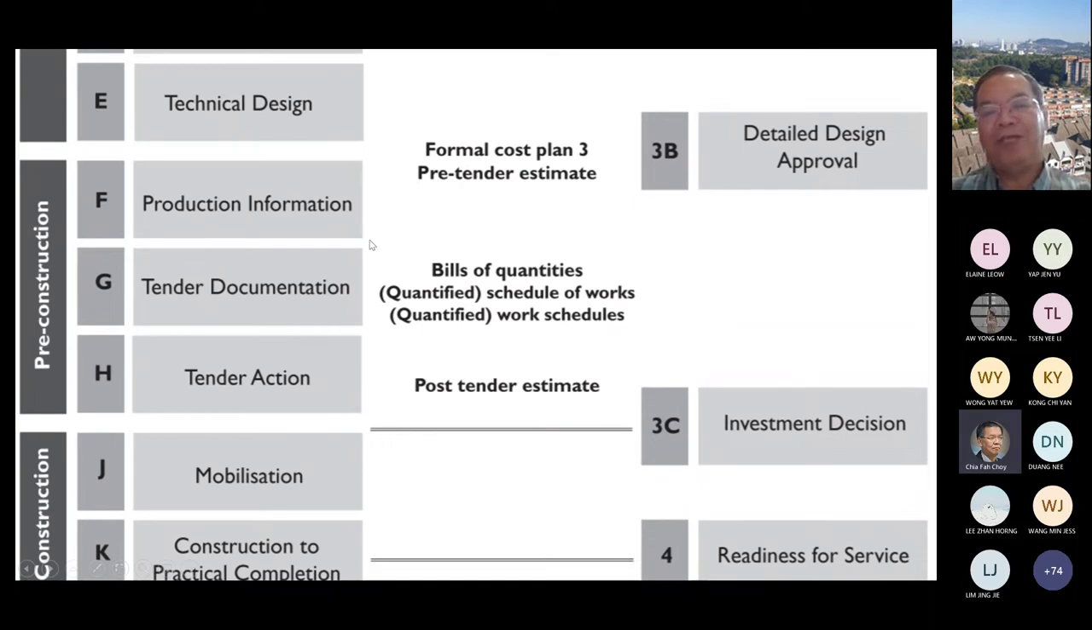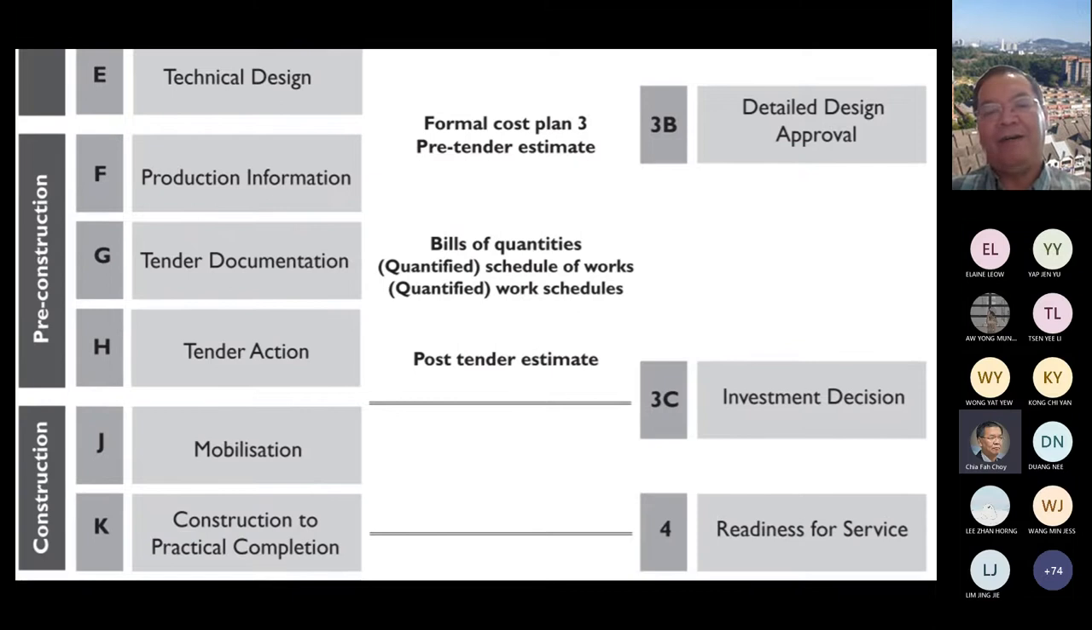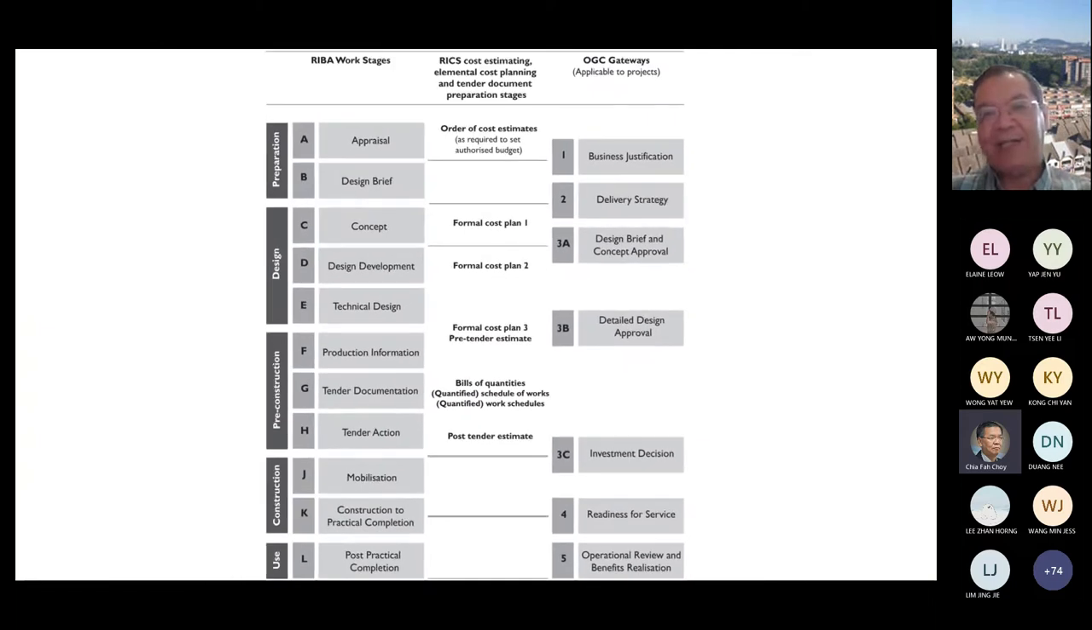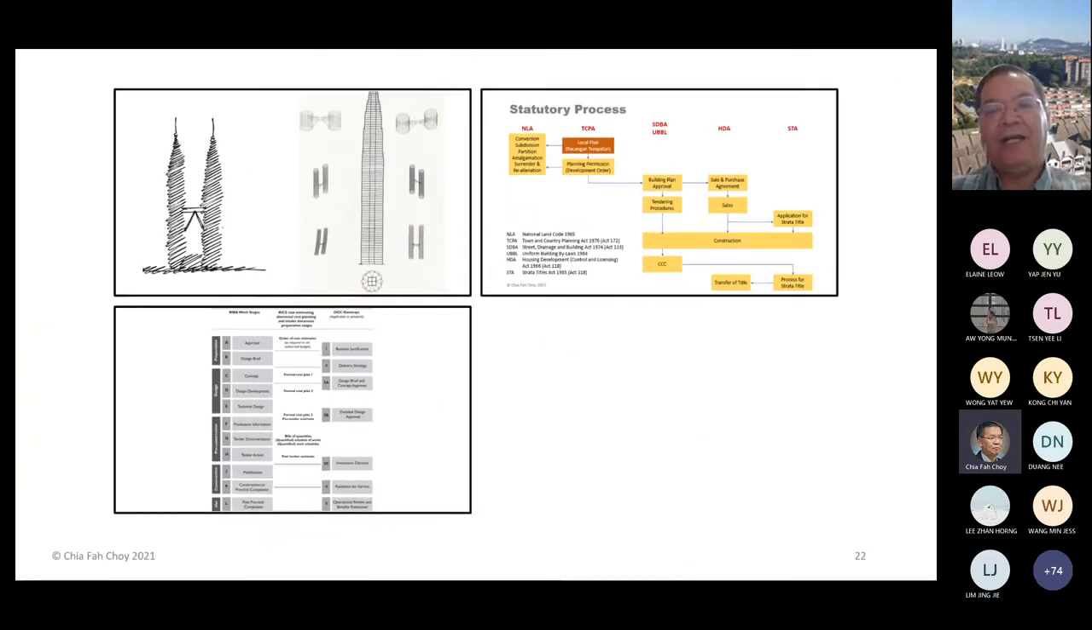Once the production information is ready, that means the detailed drawing, then you can start to have a pre-tender estimate, based on the approximate quantity. And once the PQ is ready, you can call for the tender. Once the tender is closed, then you need to make another new estimate. So that is a post-tender estimate for the client's approval. Then the actual construction can be carried out at the site and completed. Now with this, I have given you an outline of the whole development process. Do you have any questions so far?